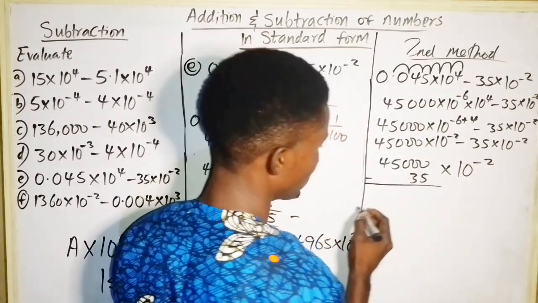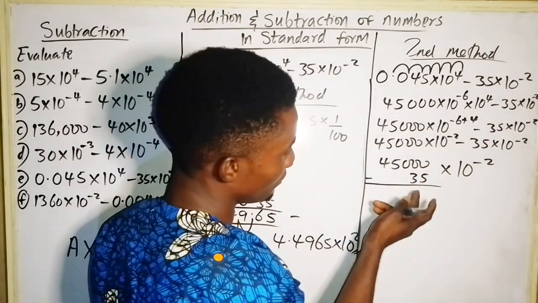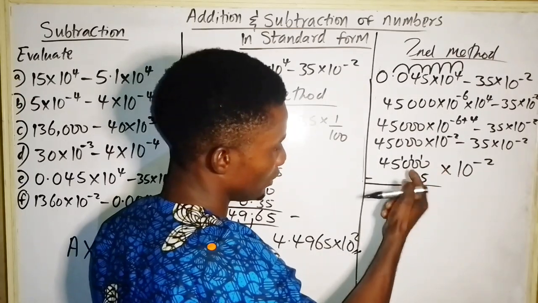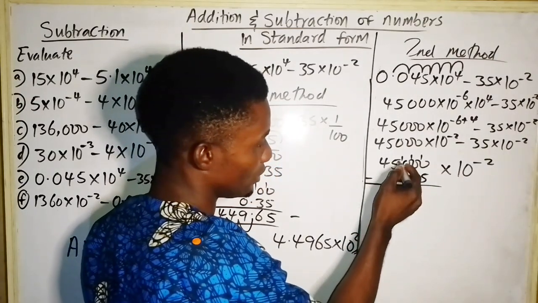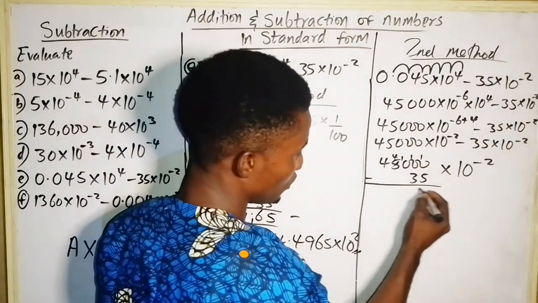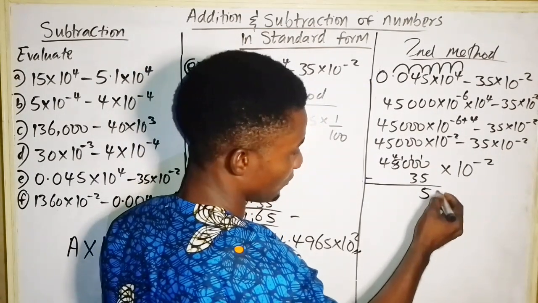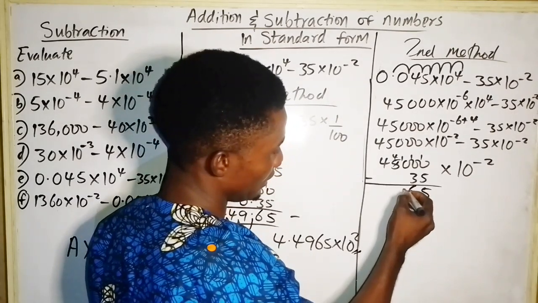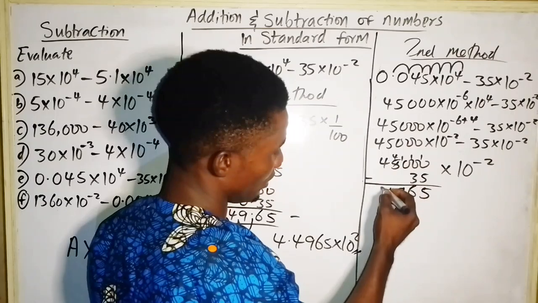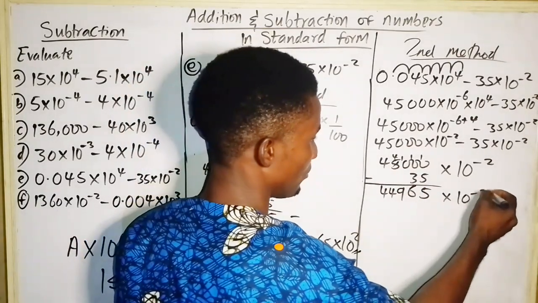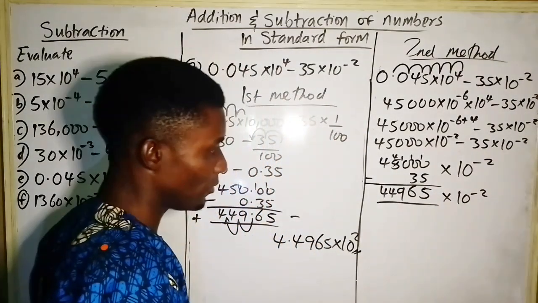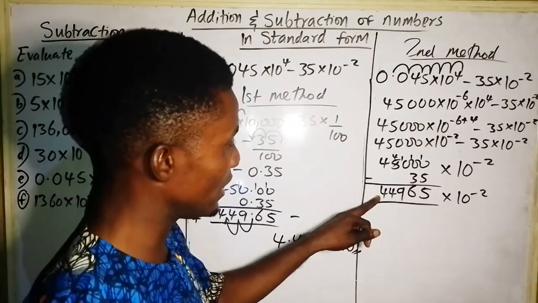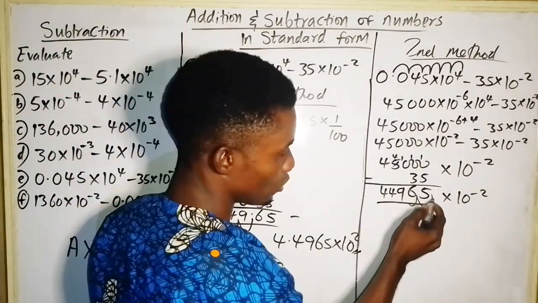So let's subtract. In this case, 0 cannot minus 5, so we borrow 1 from this 5. This has changed to 9. This is 9. This has changed to 4. So we're going to be having 10 minus 5, which will give us 5. 9 minus 3 gives us 6. And 9. We have 4. We have our 44965 times 10 raised to the power minus 2. This number is not yet in standard form. So let's express it in standard form, so that the coefficient, which is the first number, will be greater than or equal to 1 and less than 10. So we adjust our decimal point.